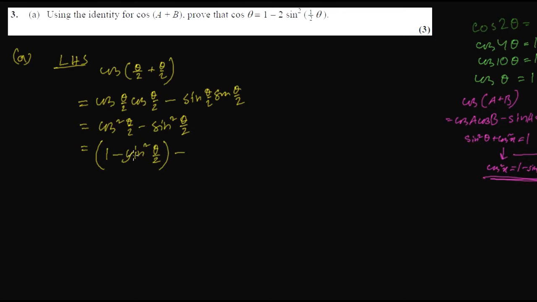I use the word theta as a pronoun, so when they actually give theta by 2, it is something you have to remember. When I say theta, I'm calling theta by 2 as theta, just a pronoun for any angle. Sine squared theta by 2. So by algebra, 1 minus sine squared theta by 2 minus sine squared theta by 2 would be 1 minus 2 sine squared theta by 2. So we have proved it, 1 minus 2 sine squared theta by 2.